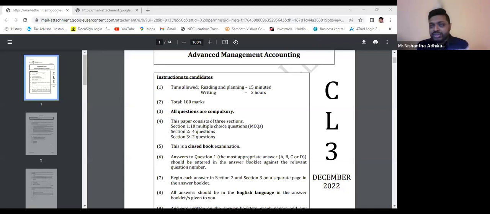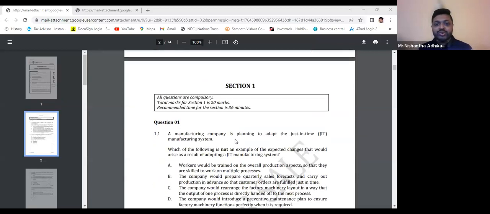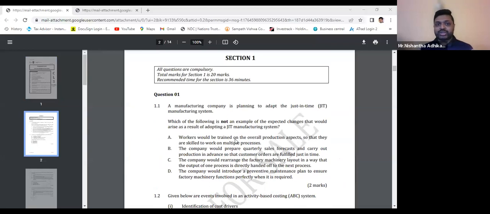This paper has 3 sections. First section, 10 MCQs, which gives you 20 marks, and section 2 has 4 questions, each will give you 10 marks, and the third section, the long essay type question, 20 marks each. 2 questions will be there, 40 marks. Right. With that idea, we will move to section 1. Remember this section is solely MCQ, right? Multiple choice questions. Sometimes you might have to fill in the blanks.